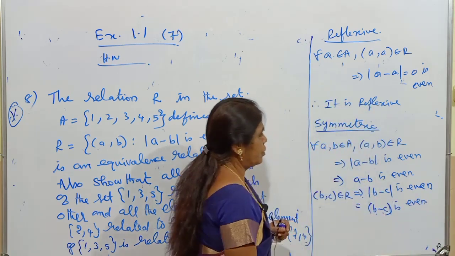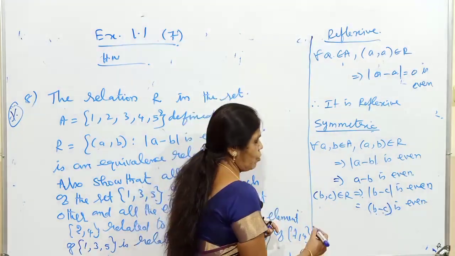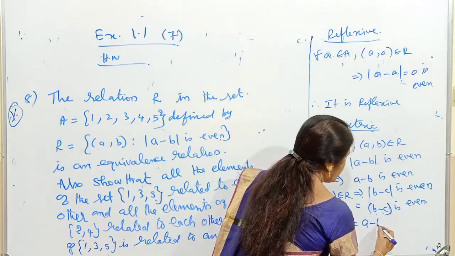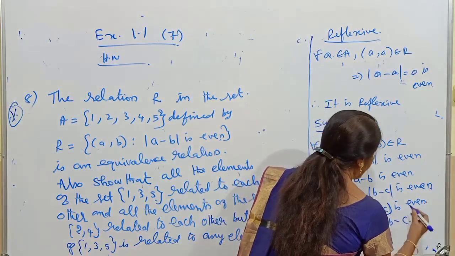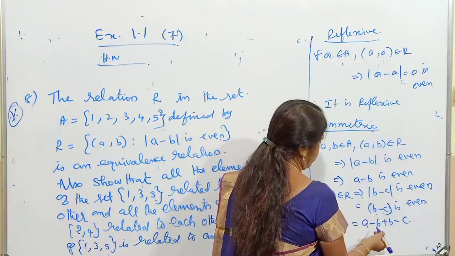Modulus of B minus C is even, then B minus C is even. Now I am going to write what is A minus C. A minus C is A minus B plus B minus C. Now this is even, this is even. The sum of the two numbers will also be even.